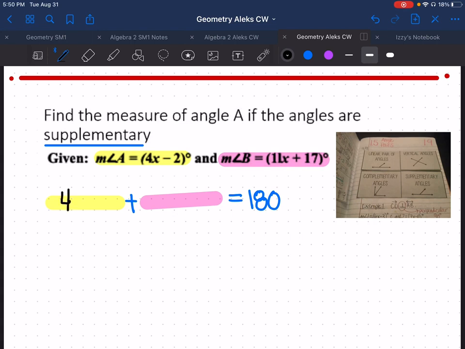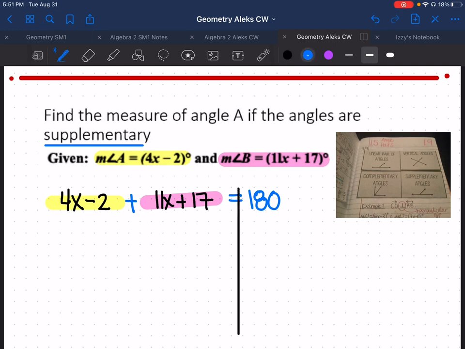I'm going to now come in and I'm going to put 4x minus 2. Notice I've dropped the parentheses. That's because they're not there for me to distribute. They're there for me to do the substitution to find the degree. Likewise, I'm going to drop the parentheses. And there we go. All right, so there's no distributing to do for this problem.